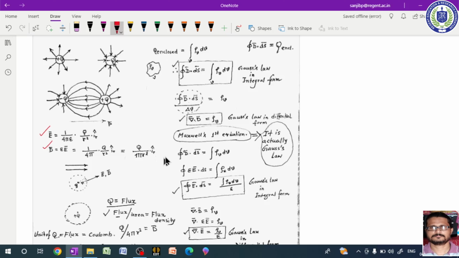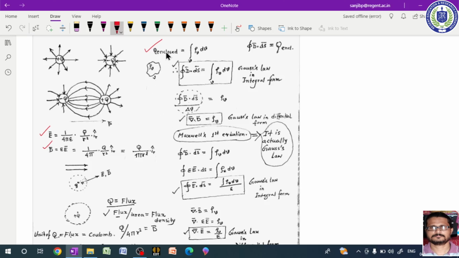This will be represented by the following line: Q enclosed. What is enclosed? Enclosed means if we consider a volume, the charge is inside the body. So what will be the total charge? The charge will be Q, and it is inside. So it is defined by Q enclosed. That's why I have written Q enclosed. That will be the charge.